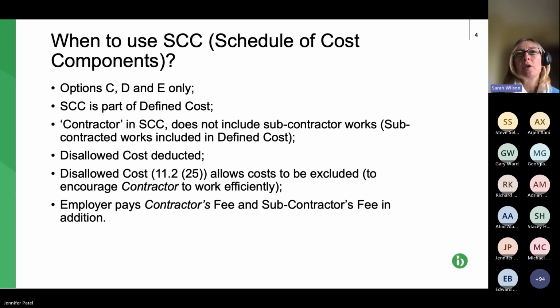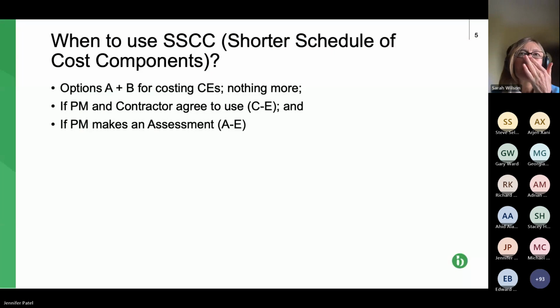So we have the defined cost, and we'll see how that is made up. But in addition, the paying party will also pay the contractor's fee percentage and the subcontractor's fee percentage. And we'll have a look at what that covers. But very fundamentally, it's overhead and profit. A few more extra things, but we'll come to that in a minute. So if we can move on to the next slide, please, Jen.